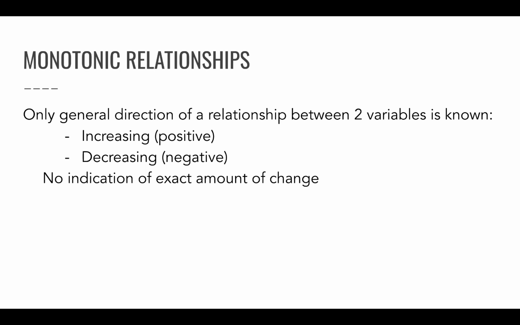Monotonic relationships are different in the sense that they can tell you a little bit more about the direction of the relationship between those two variables. So you could mention that there's either an increasing or positive relationship, or a decreasing or negative relationship between these two variables. However, you don't have an indication of the exact amount of change. All you could say is that as one variable increases, another one increases as well, which would be a positive relationship, but you don't know exactly how much each variable increases. So the increments are not necessarily possible to determine.